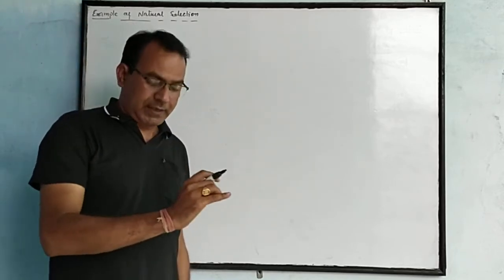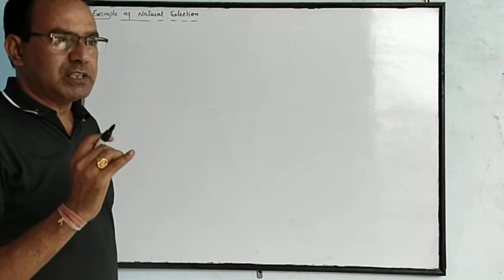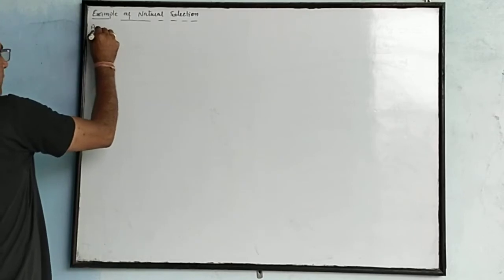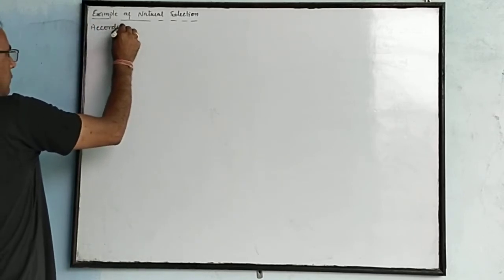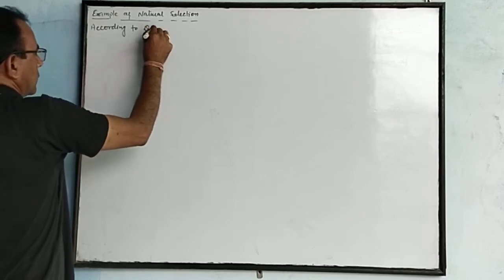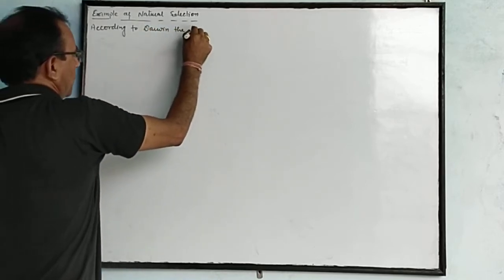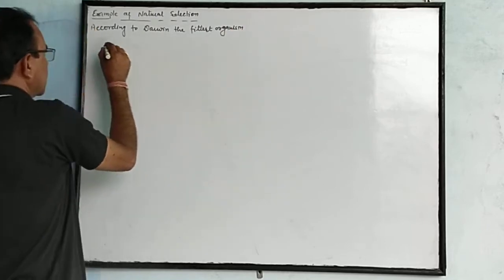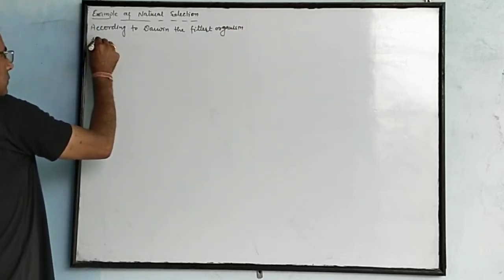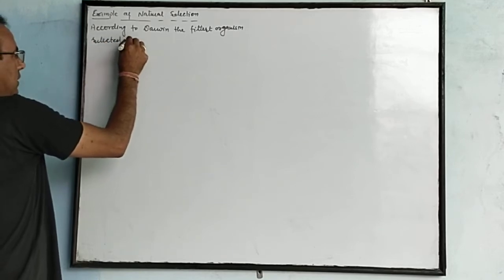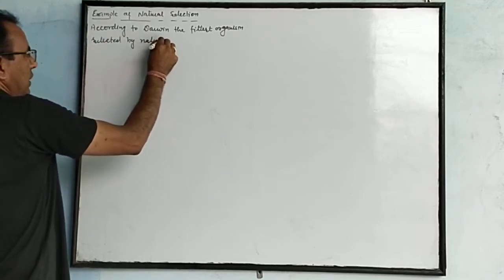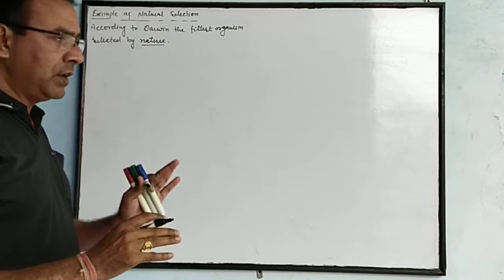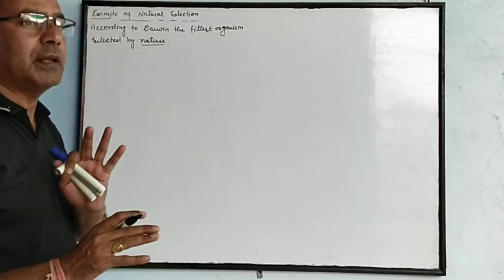According to Darwin, it was proposed that the organism which is fittest was selected by nature. Nature selects the organism which is fit, so that it can survive in nature healthier or without any problem.